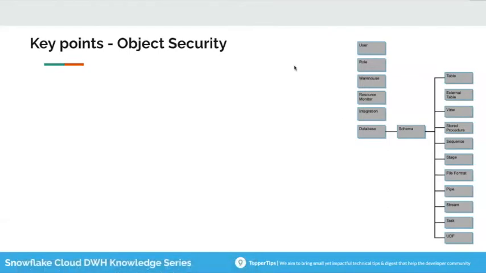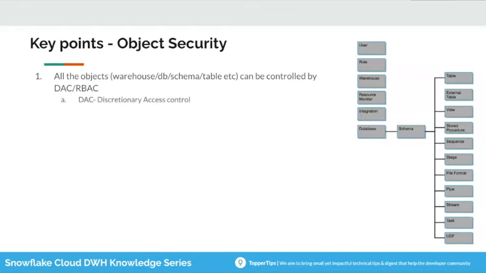So let's understand some key points from here. All the objects can be controlled by discretionary access control and role-based access control. Discretionary access control is a control where every object has an owner, and role-based access control is where each role is assigned to access certain objects within the database and within the schema. So Snowflake implements a hybrid model.